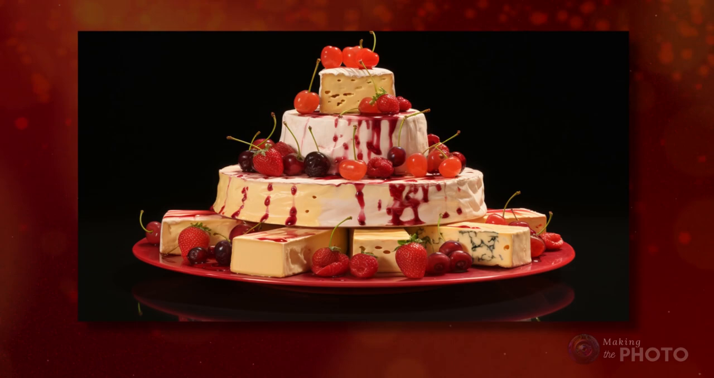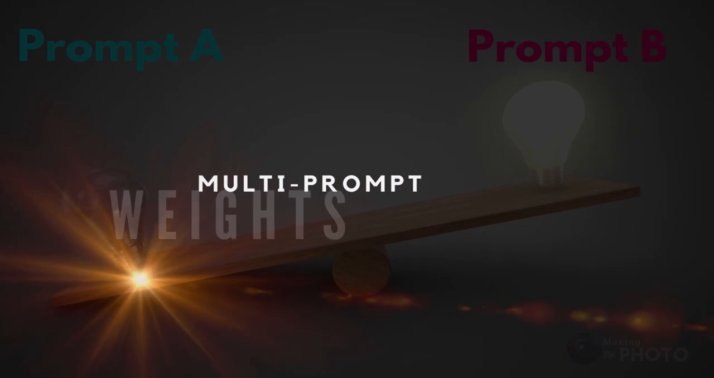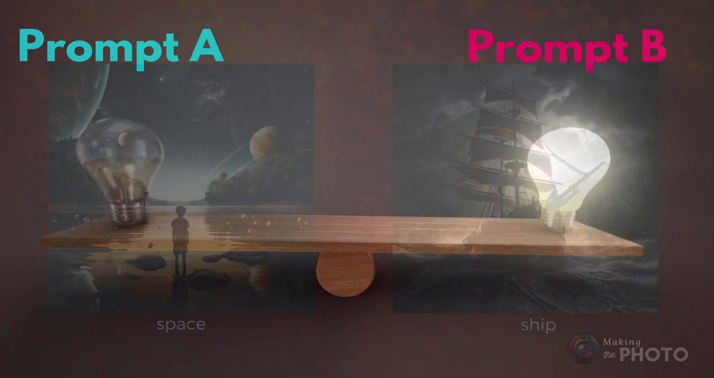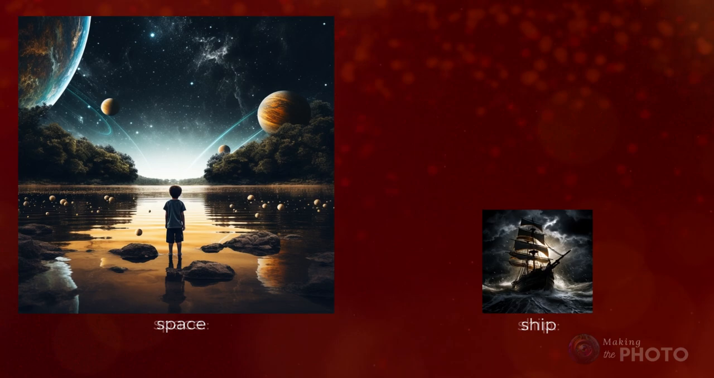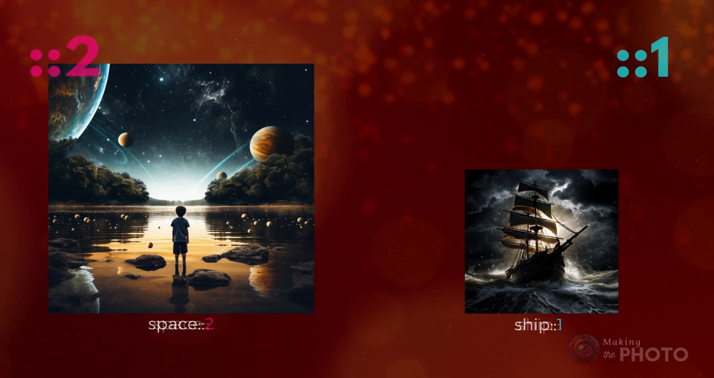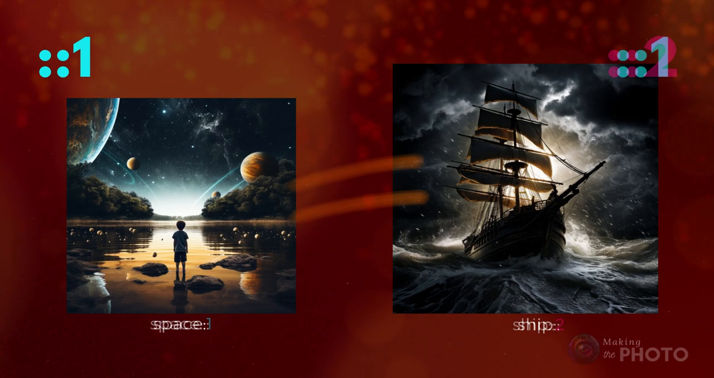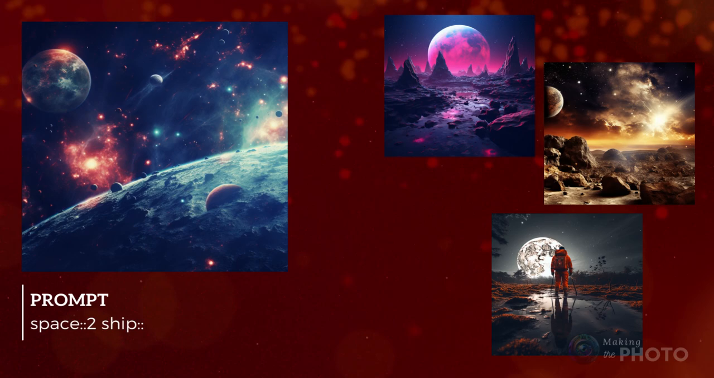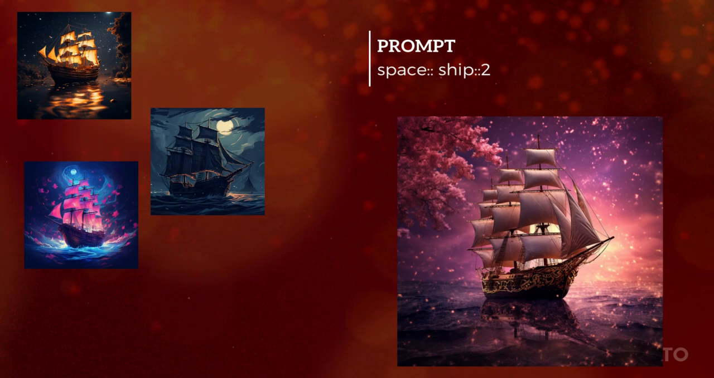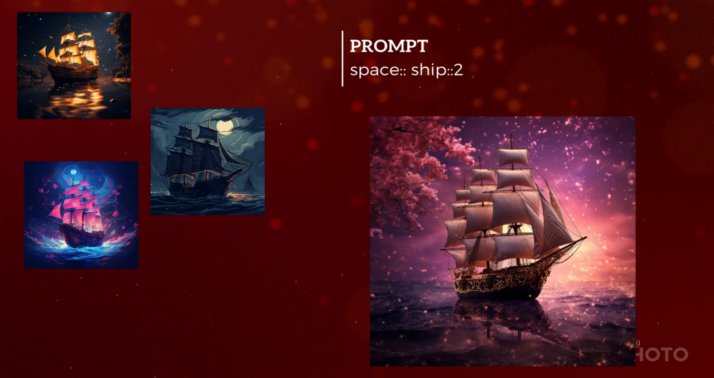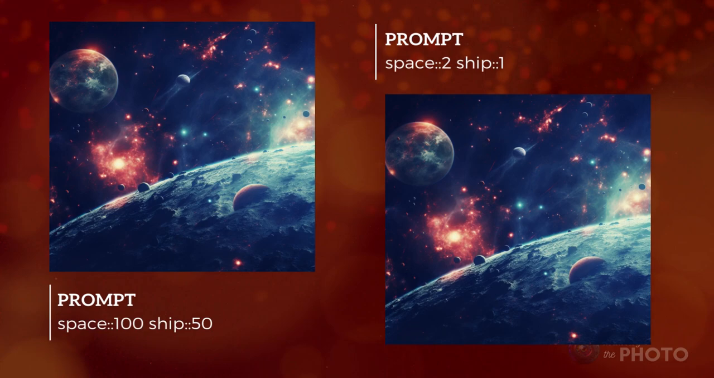One of the best reasons to use a multi-prompt is to control the relative importance or weight of different sections of your prompt. You're telling the AI that you want more of this and less of that. If you don't add weights, all the sections are treated as equal. Adding a number after the double colon weights that concept as more important. If you don't add a number, the weight is 1 by default. So weighting space over ship produces images focused more on the concept of space. Higher numbers mean that section will be weighted as more important. The exact numbers really don't matter, it's their relationship to each other. Remember, weights apply to the phrase that comes before the double colon.